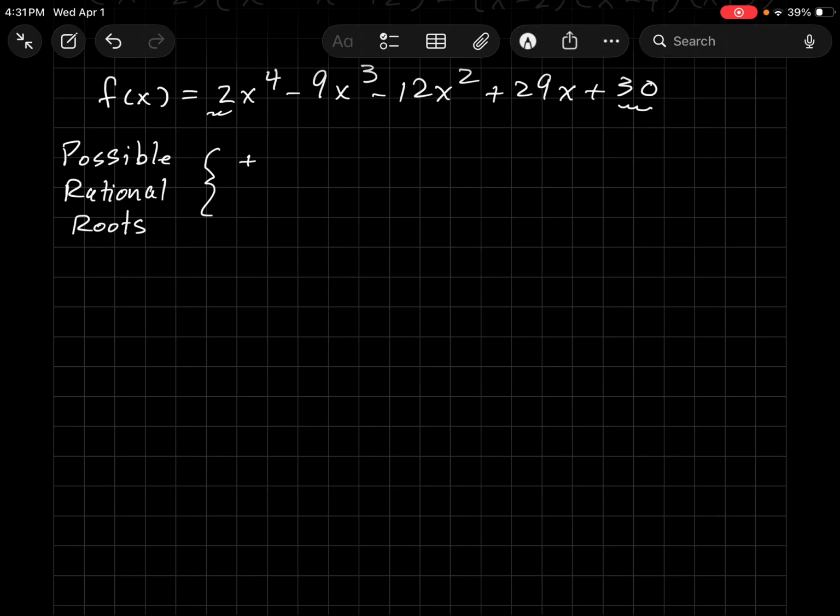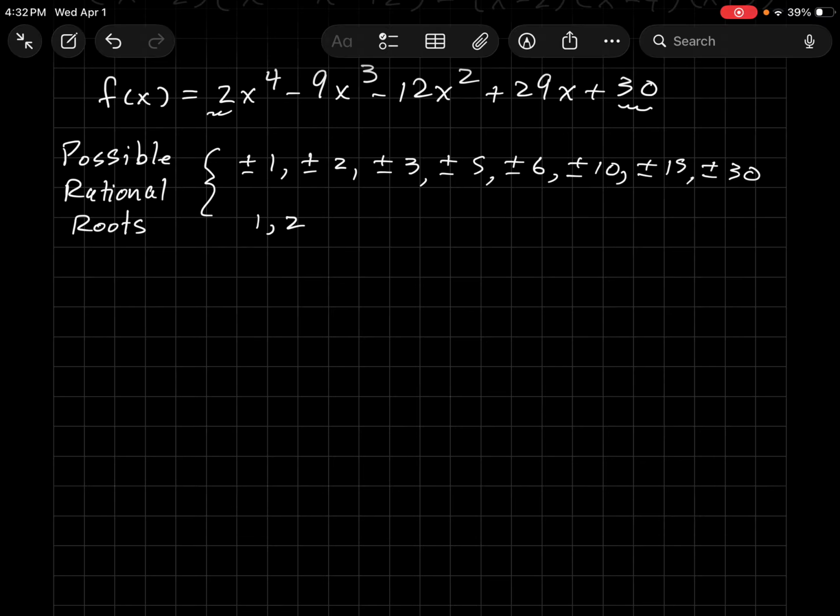So plus or minus 1, 2, 3, 5, 6, 10, 15, and 30 divided by both 1 and 2. So I'm not going to finish that off just because there's a lot there.